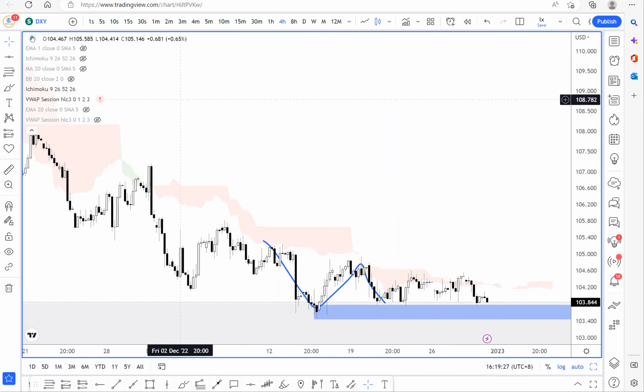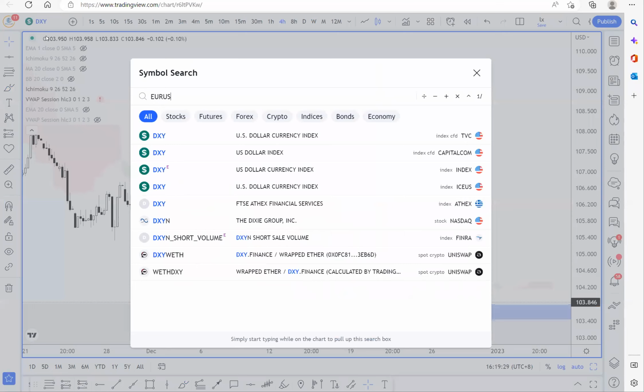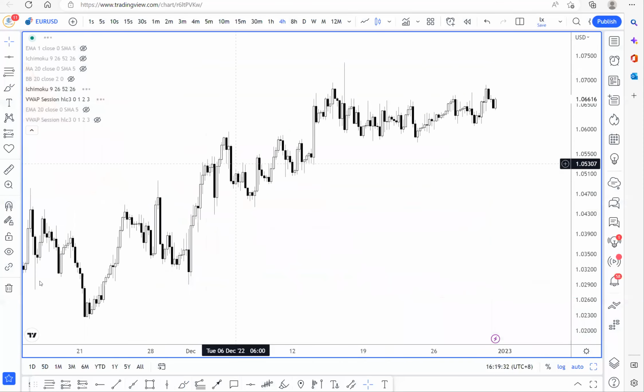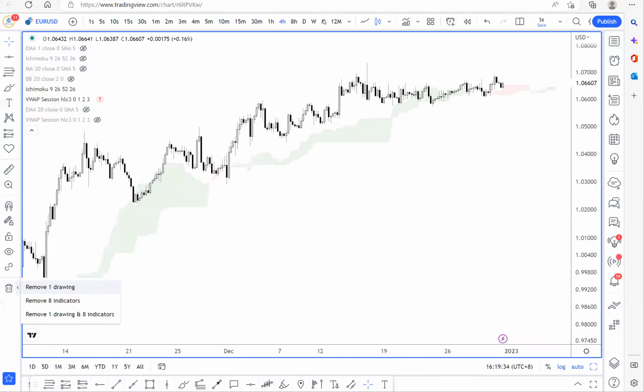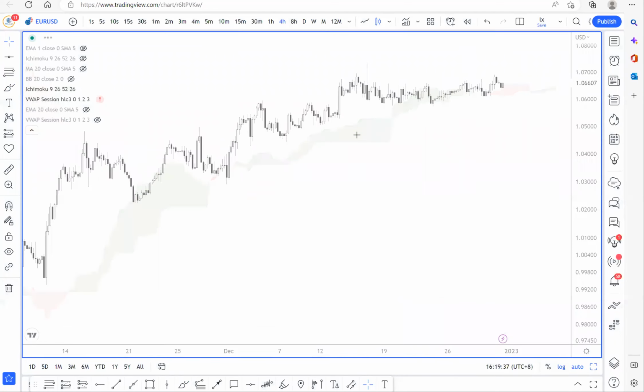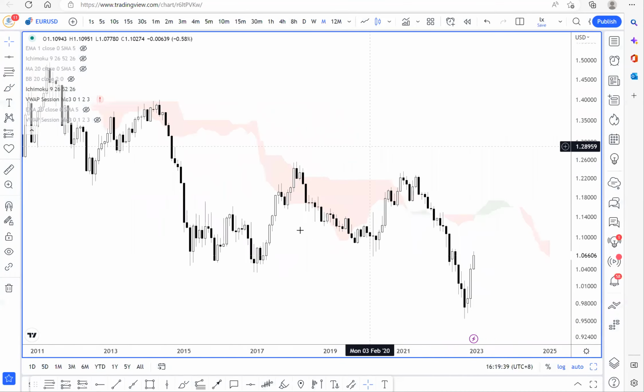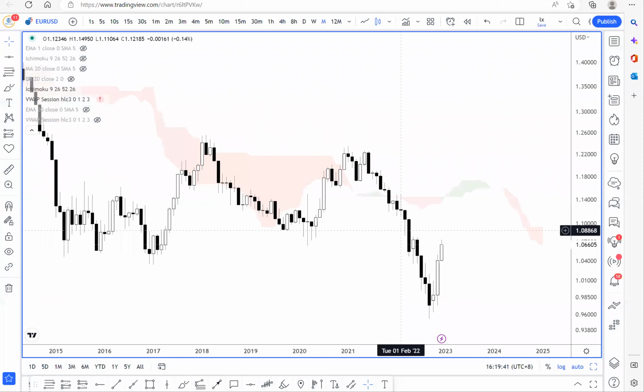So this is on dollar index, right? Let's next take a look at euro dollar. So if you're on euro dollar, you can see here that prices are sitting on a key level. On the monthly time frame on euro dollar, you can see this region, right? This area itself.